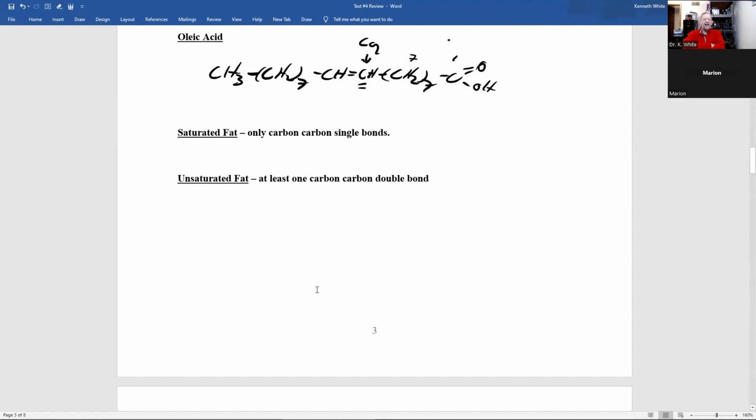Now, when we come to fats and oils, you have a saturated fat, and that means it has only carbon-carbon single bonds. Now, if you write down only single bonds, I'll mark it wrong, because a saturated fat has a carbonyl, carbon-oxygen double bond. But saturated fat only has carbon-carbon single bonds. Unsaturated fat has at least 1 carbon-carbon double bond. And you should know these.